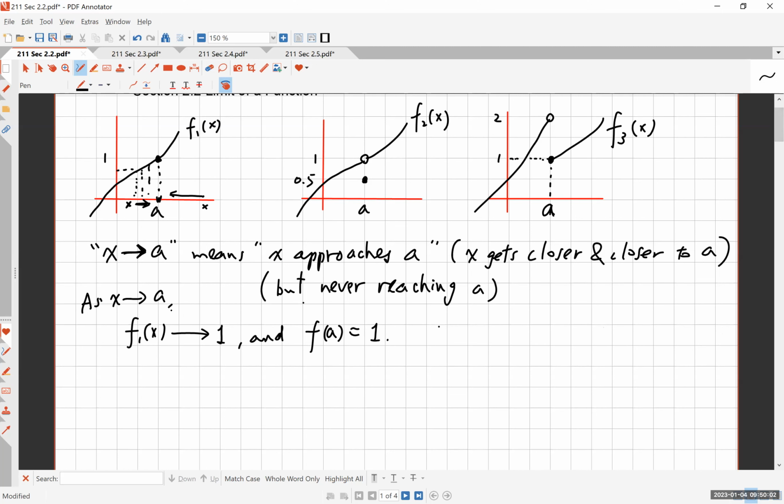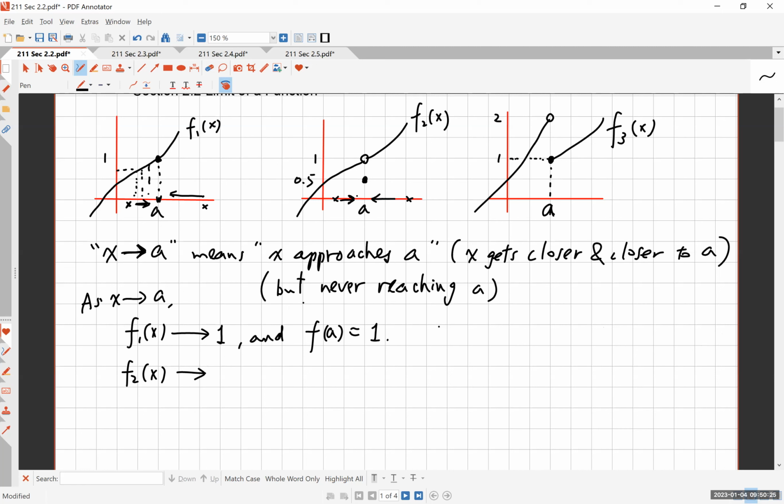Now, as x approaches a, what happens to f2 of x? So now you're at this point x, you're walking, getting closer and closer to a. You're over here maybe, getting closer and closer to a. In all of these cases, it will be important for us to consider what happens as x approaches a from both directions.